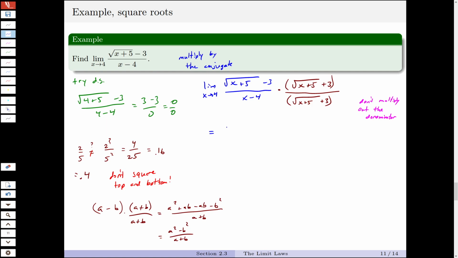Okay, so what I'm going to have now with my new limit, the square root of x plus 5 times the square root of x plus 5 is just x plus 5. Then I'm going to have plus 3 of those square roots, minus 3 of those square roots, so they go away. That's the whole point of multiplying by the conjugate. I don't get those middle terms. And then I'll have negative 3 times positive 3, and that's negative 9. Okay, so we don't multiply out the denominator. I'm going to continue simplifying the numerator a little bit. So x plus 5 minus 9 gives me x minus 4.